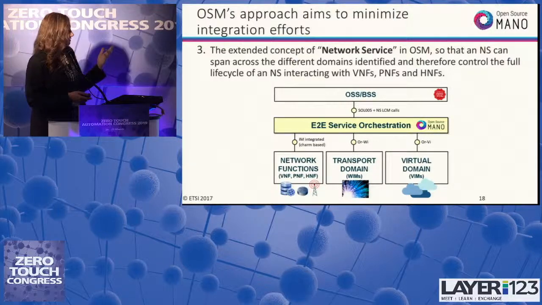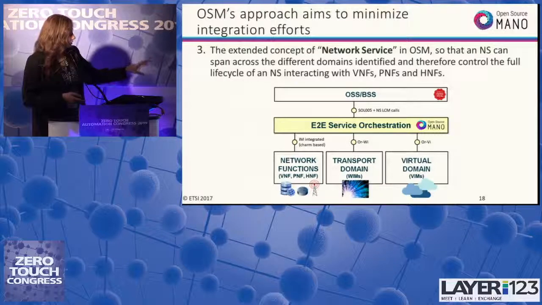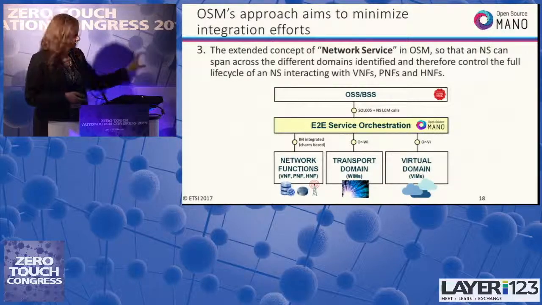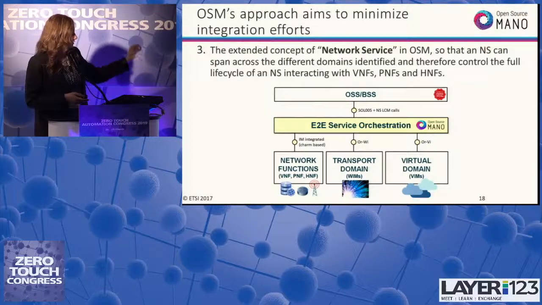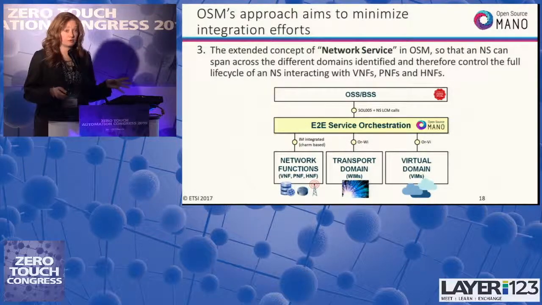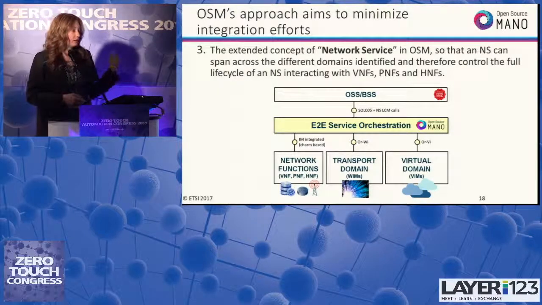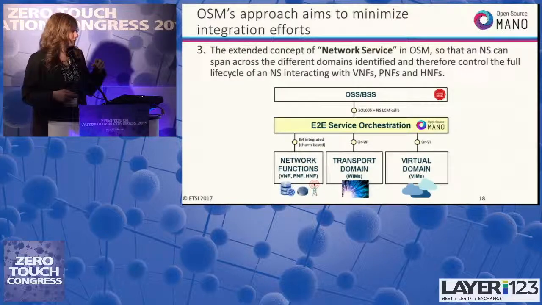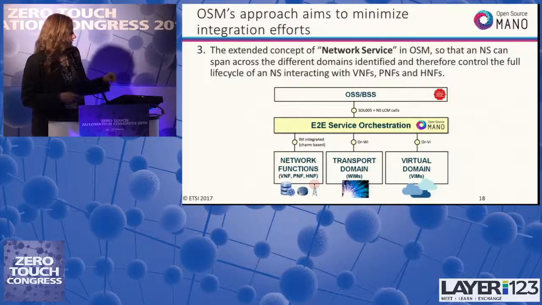The concept of network service orchestration and network services that can expand multiple different domains. And what I mean by different domains are these 3 boxes across the bottom. The network functions, and those are virtualized network functions, physical network functions, or hybrid network functions, a mishmash of both physical and virtual. The transport domain, so we use the term WIM here. For those of you who aren't familiar with that, that's a wide area VIM, so VIMs that exist in multiple geographic locations. And then we have the standard virtual domain, or the VIMs.